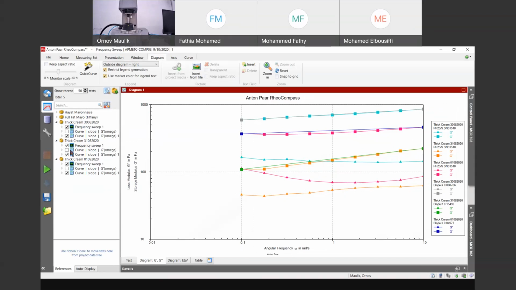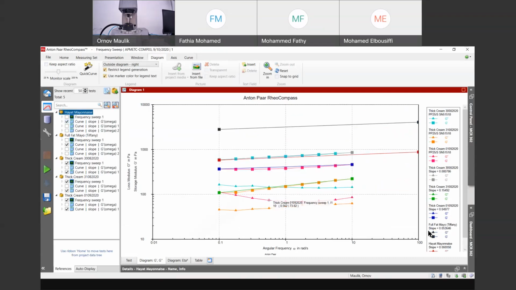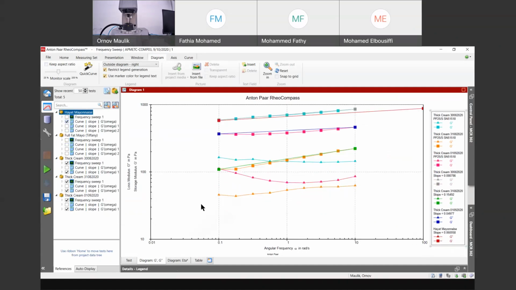So if you consider this cream type of sample, the lower the slope, the better the physical stability. If you look at this thick cream, the slope is 0.04, which is the most physically stable sample from the other ones. Same way, if you want to check that for mayonnaise, full fat and low fat, you can see that both these mayonnaise are equally stable, meaning there is no difference in the physical stability of these mayonnaise samples.